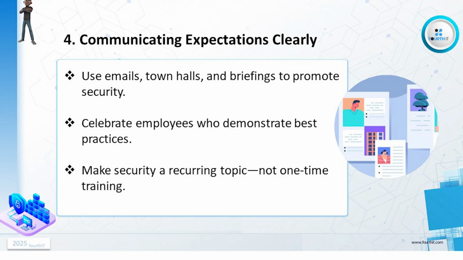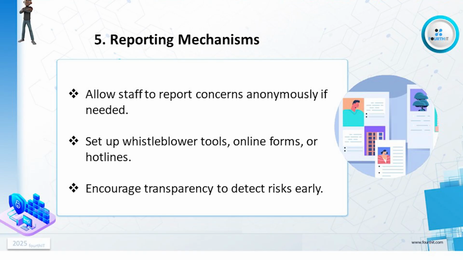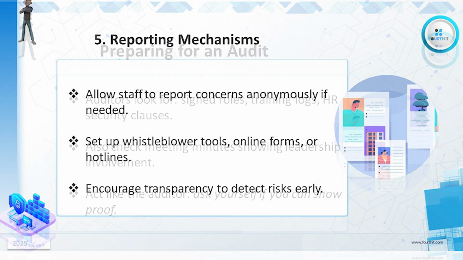And the fifth one is providing a mechanism for reporting issues. Employees need a way to report security issues, whether it's suspicious activity, policy violations, or potential threats. A whistleblower system or anonymous reporting tool can help encourage transparency and early detection of security risks. You need to set up a simple online form or hotline where employees can report without fear of reprisal.